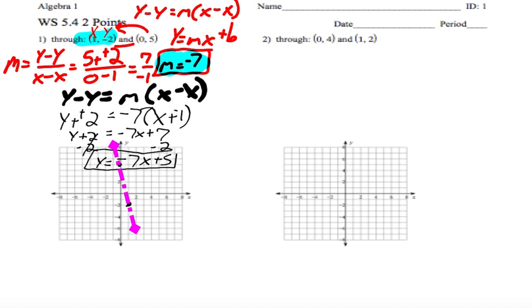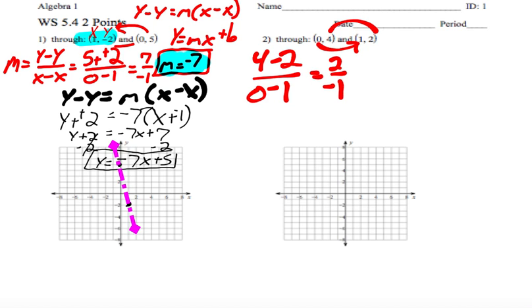Let's try one more. I'm going to make this one a little bit quicker. So I think you'll get the slope here is 4 minus 2, and then 0 minus 1. Make sure you subtract in the same order. If you go 4 minus 2 left to right, you have to subtract the x's on the bottom in the same order as 0 minus 1. So we get 2 over negative 1. Our slope is negative 2.